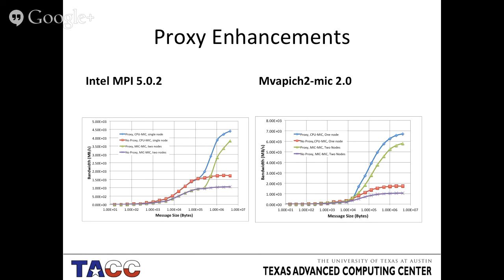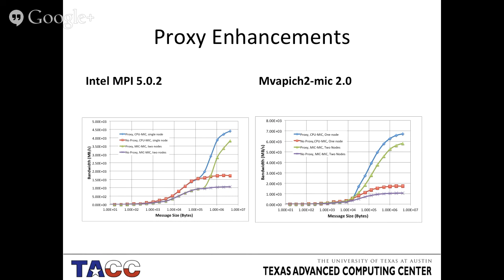So it's still short of the 6.2 gigabytes per second you can get point to point between the hosts, but it's 3 times, 4 times what it used to be in the past. And it's at a point where MPI across those two devices makes sense.